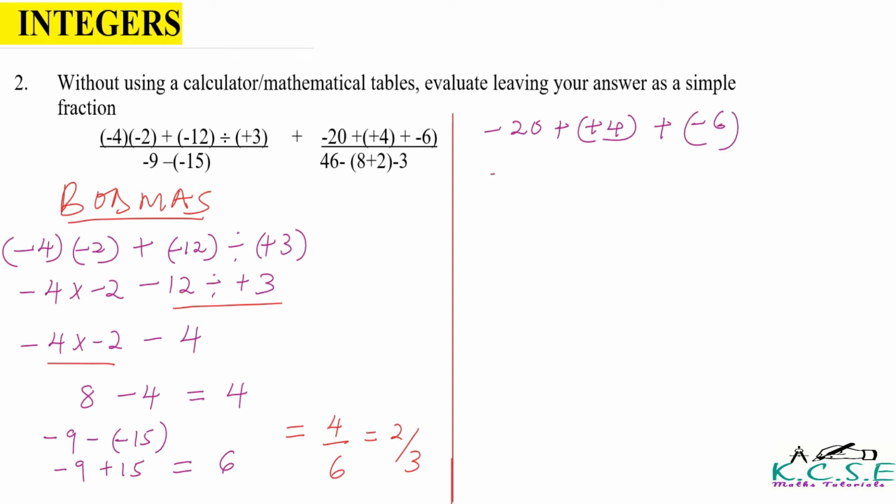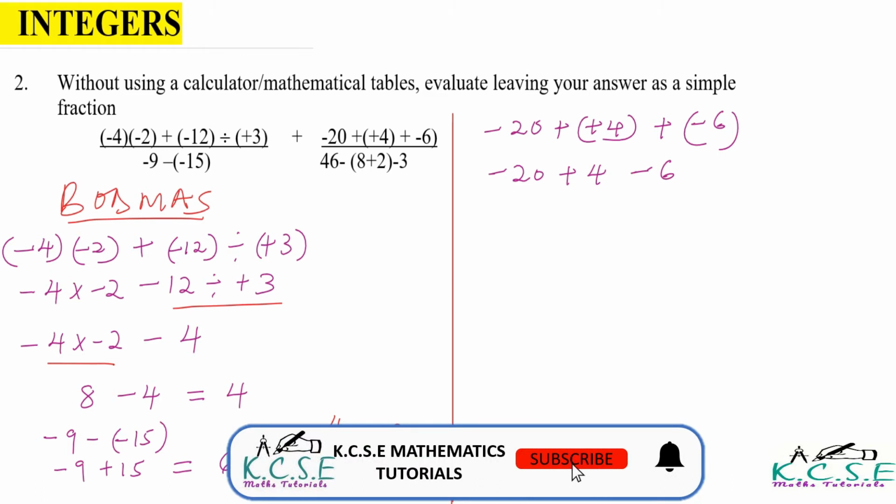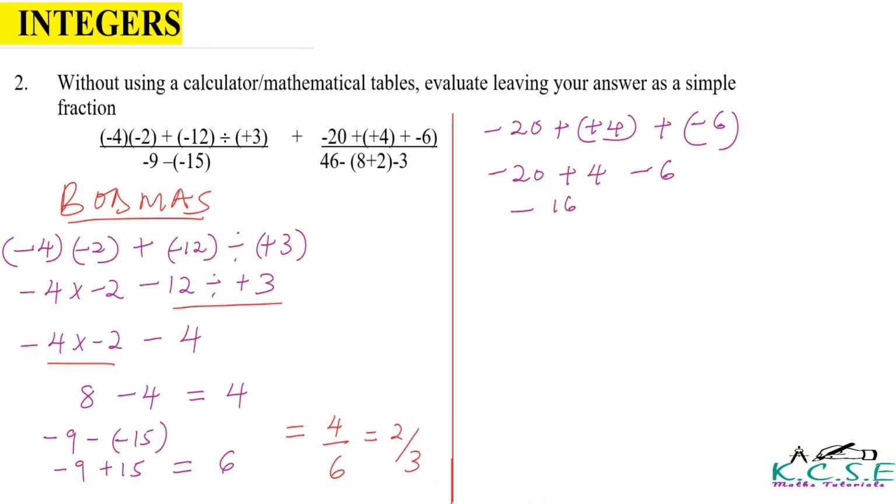So getting rid of these brackets first, negative 20 plus 4, negative 6. So this gives negative 4, this will give negative 16. We start with addition first, which gives negative 16, the 6, which gives negative 22.